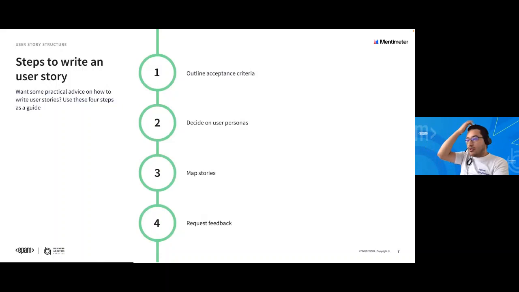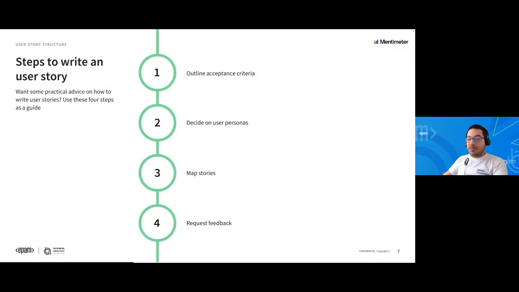Now, let's do a quick overview of the steps to write a user story. You need to fulfill these 4 steps. The first one, outline acceptance criteria. The definition of done is the set of criteria that needs to be fulfilled for your user story to be considered complete. Define the specific acceptance criteria for each user story and use it as a checklist. The second step, decide on user personas. Conduct extensive user research by creating surveys, hosting focus groups, and reaching user forums. Analyze your data and search for patterns to identify your key personas.